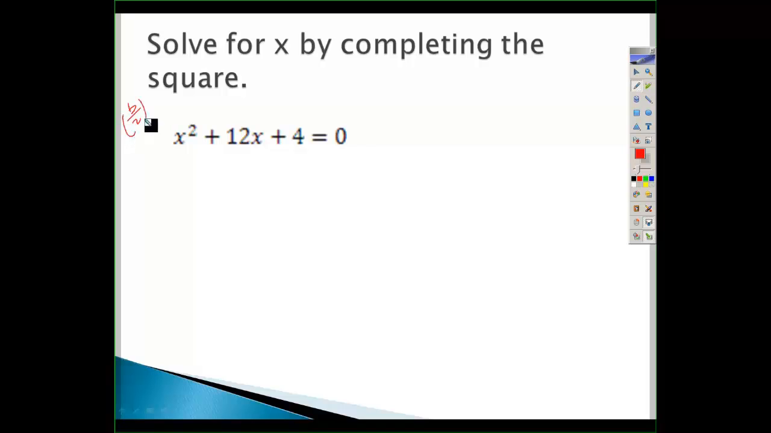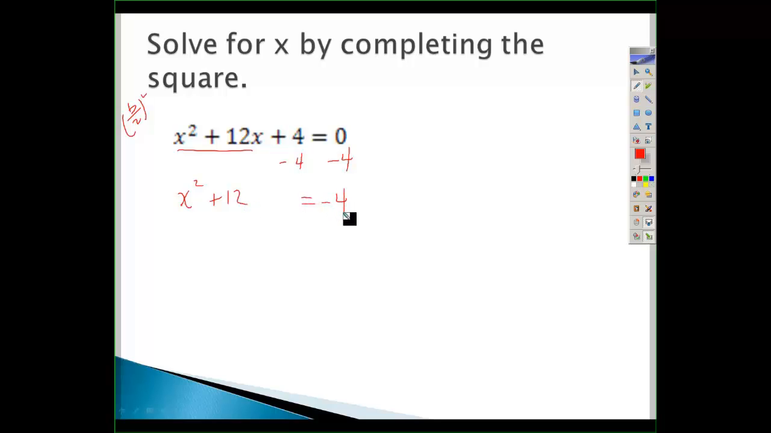And remember, to complete the square, it's b over 2 quantity squared. I need to solve for ax squared plus bx. I want the x terms on the left, everything else on the right. So I'm going to move this positive 4 over by subtracting 4. And it leaves me with x squared plus 12x plus a number equals negative 4.